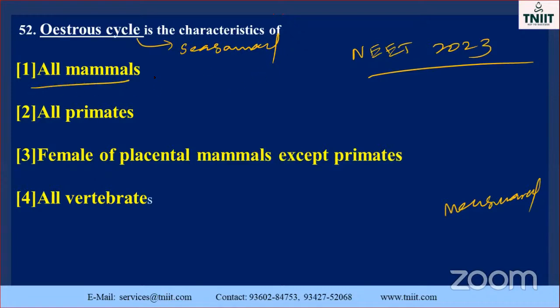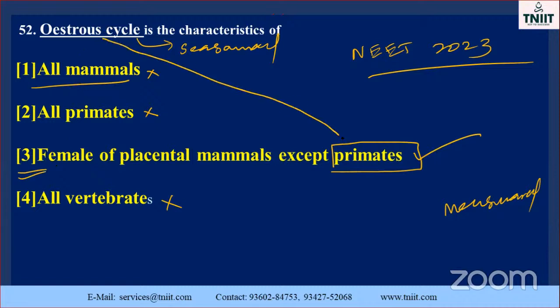All mammals, it will not come. All primates, it will not come. See this? Female placental mammal except primates. This is the correct answer. All vertebrates, it's not. So the third one is the correct answer. Note it down, my dear student. Oestrus cycle does not occur in the primates, right? Particularly females of placental mammals, except primates.